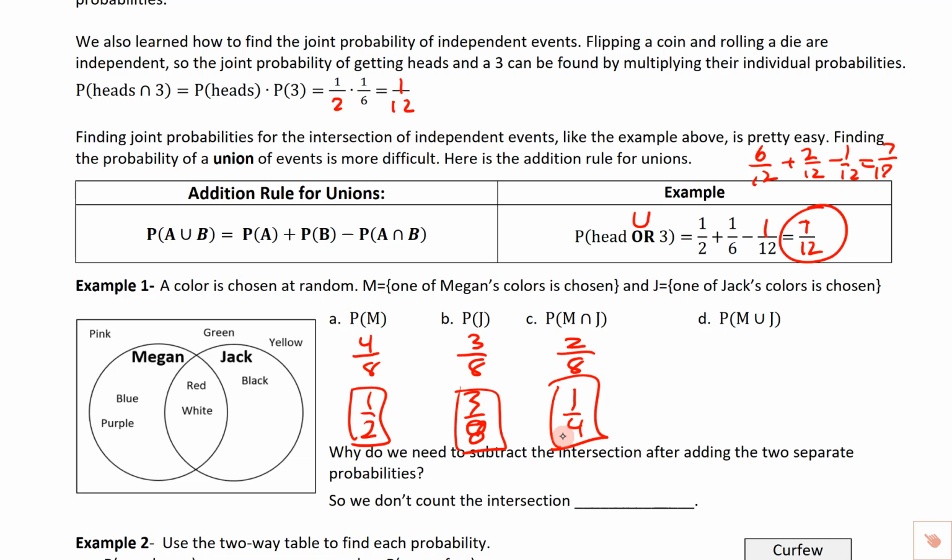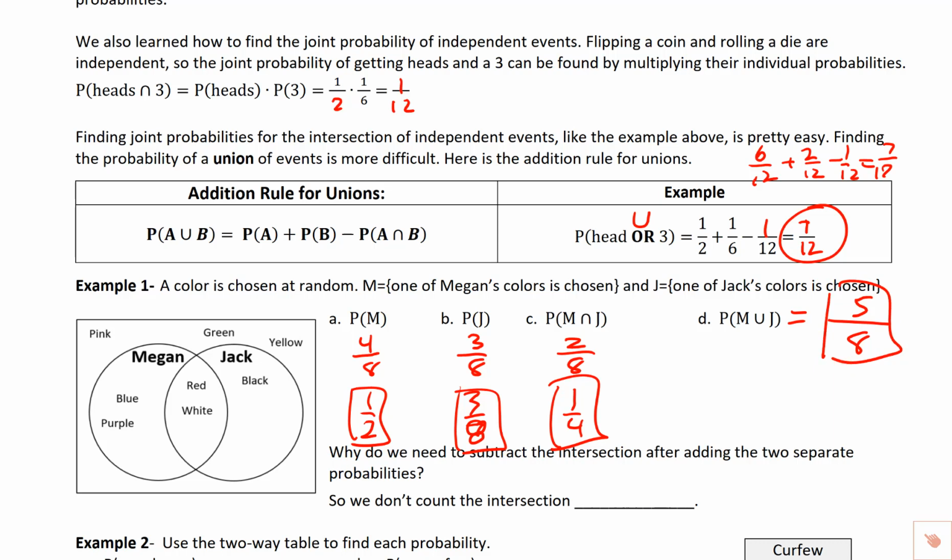Okay, now, the next one is actually pretty easy also, but I want to figure it out 2 ways. So this is the probability of Megan union Jack's color palette. There's still 8 altogether, right? How many are in the union? 5. There are 5. Okay, that's the right answer.